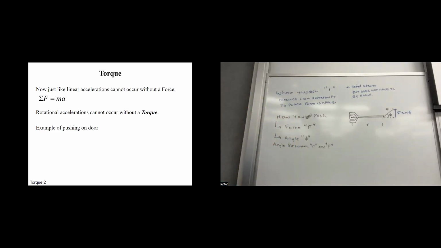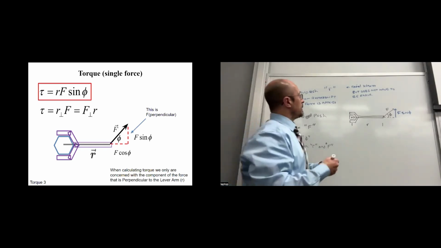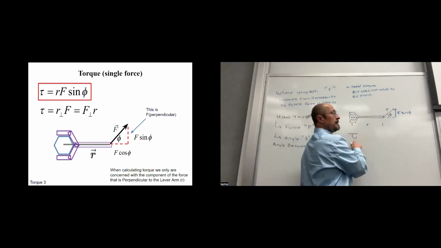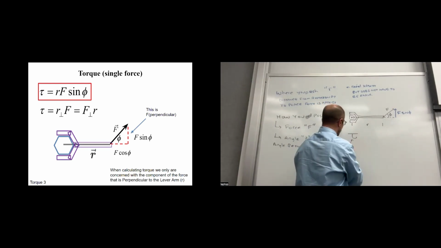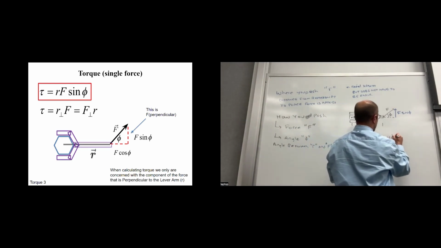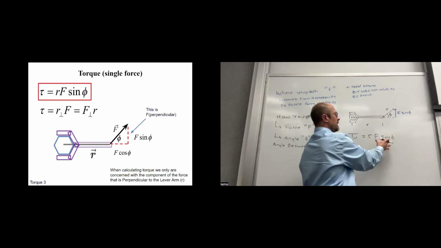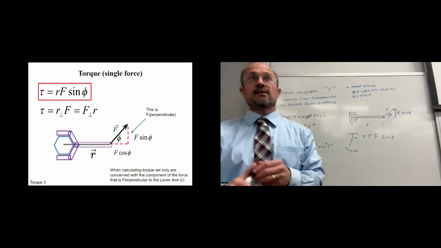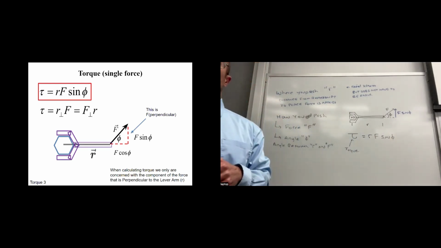All right, so this is my example here. And it turns out that torque, we give it a Greek letter tau. This is torque. It's R F sine phi. So it's the distance and the how you apply it piece. Right, the force times that angle between them.